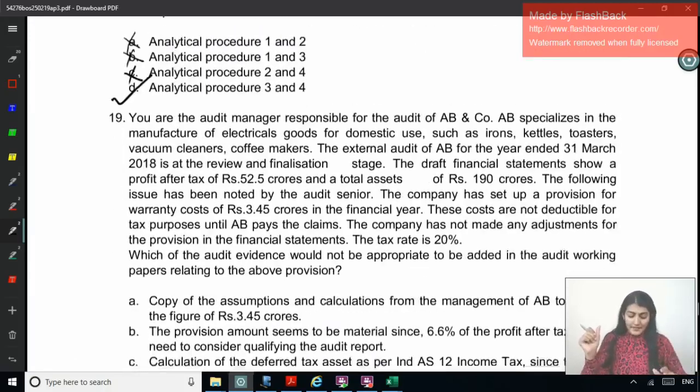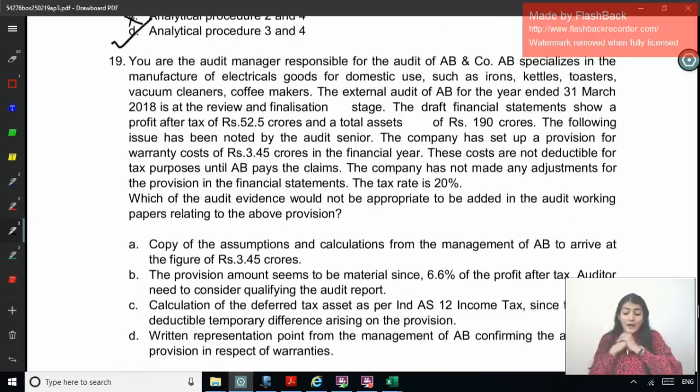Next one. You are the audit manager responsible for the audit of AB and company. AB specializes in the manufacture of electrical goods for domestic use such as iron, kettle, toaster, vacuum cleaner, coffee maker. The external audit for 2018 is at the review and finalization stage. The draft financial statements show a profit after tax of 52.5 crore and total assets of 190 crore. The following issue has been noted by the audit senior.